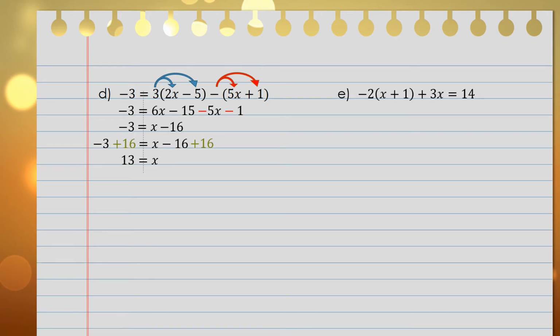For example E, we have negative 2 times the quantity x plus 1 plus 3x equals 14. Again, this is actually going to be your try it problem. Let's see how you did. Hopefully you found x to equal 16.